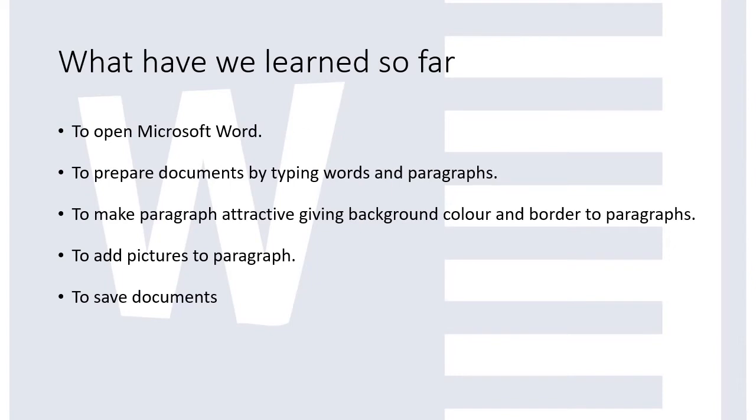What have we learned so far? In our 4th standard, we have learned to open Microsoft Word and to prepare documents by typing words and paragraphs. Also, we have studied paragraph formatting, that means to make paragraphs attractive by giving background color and borders to paragraphs. Then we have studied to add pictures to paragraphs. Finally, we have studied to save the documents.